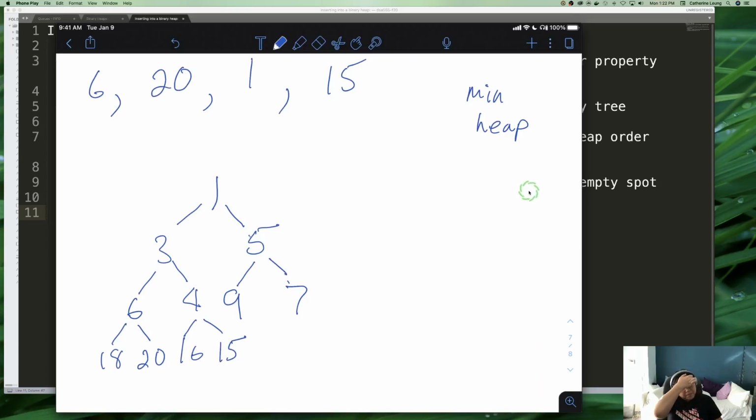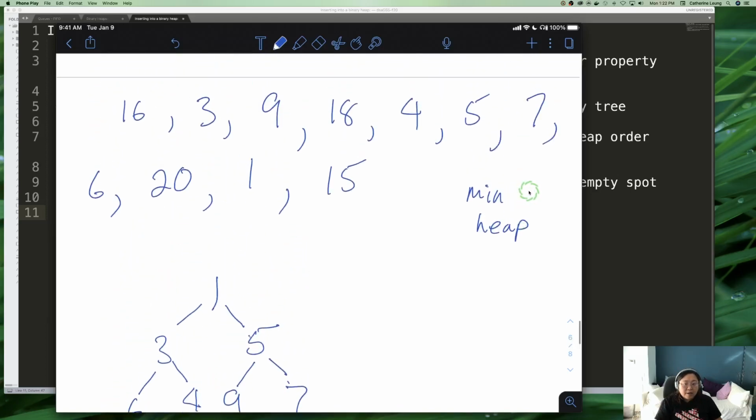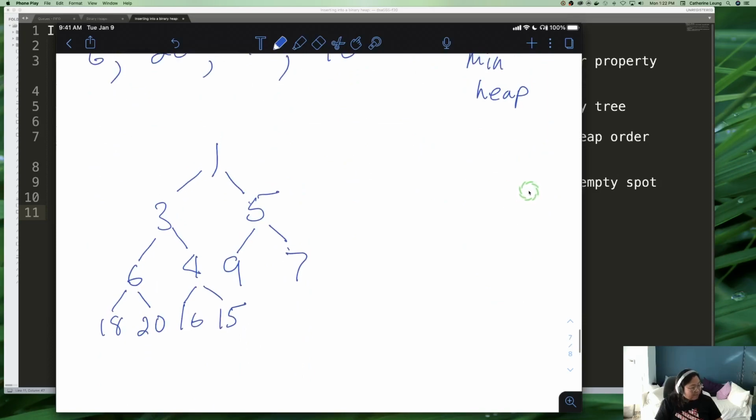So this is basically how heaps work. Hopefully you got that. If this is your final answer, then you did it right. In any case, the next video is on how to do a removal, and then we will go on from there to talk about implementation.